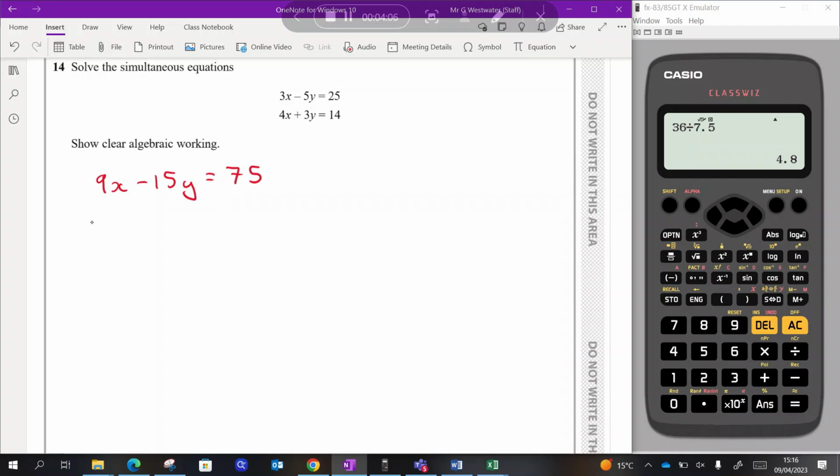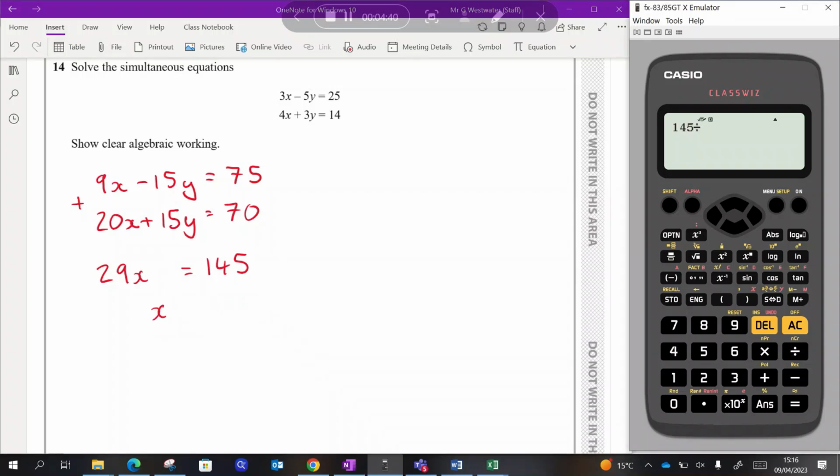The bottom one I need to multiply by 5 to get 15y. So 15y, 20x, and 70. Okay, now because the signs are different, we add these to leave 29x minus 15y, add 15y is 0, that's the whole point, and 145. So x, if I do 145 divided by 29, is 5.